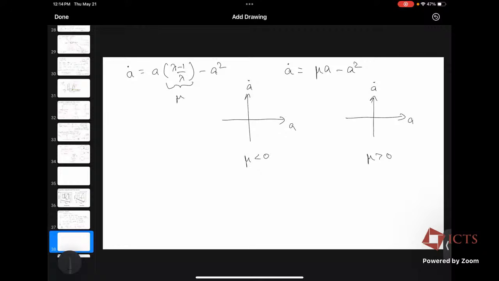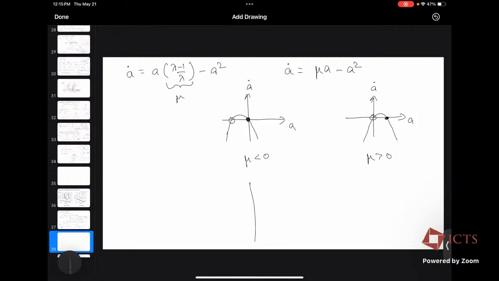If mu is less than 0, then I will get something that looks like this. This is again going to be a quadratic function. But the special thing you can see here is that a equal to 0 is always a fixed point. This is what we argued, that a equal to 0 is an absorbing boundary condition. So here, this is a stable fixed point, and this is an unstable fixed point. Whereas over here, you have a quadratic that looks like this, where this is a stable fixed point and this is an unstable fixed point.